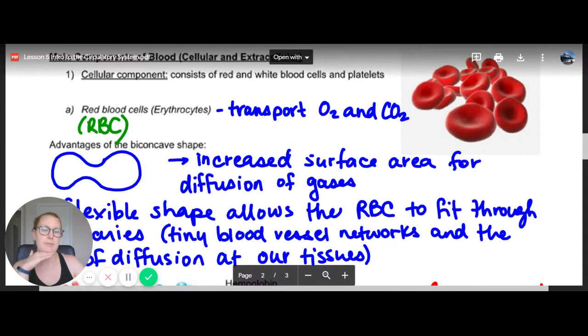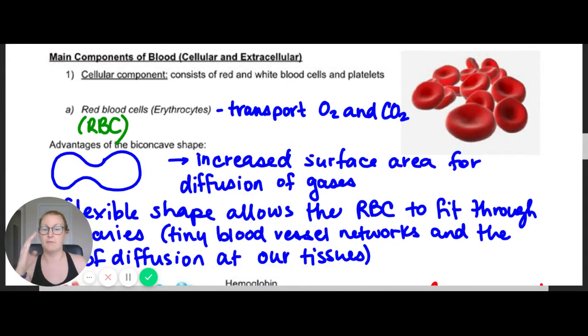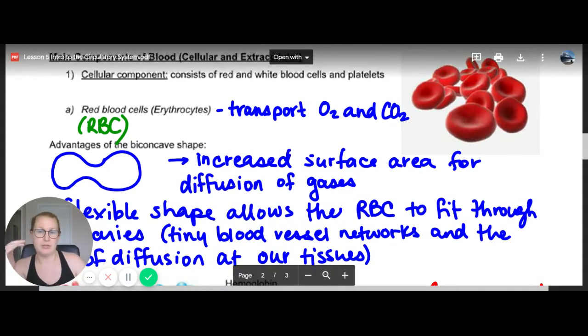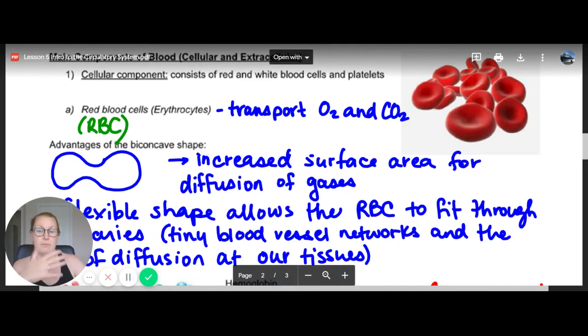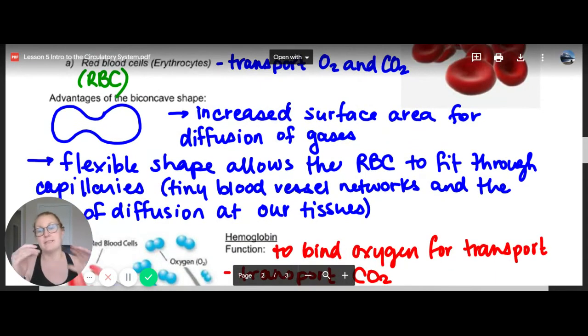And the purpose of this shape is that it has a very high surface area to volume ratio. We've talked about before. Surface area means there's more locations for diffusion to occur. And so in this case, having a really high surface area blood cell is going to allow more diffusion, more efficient diffusion. This also has a very flexible shape. It can bend. In the center part, it's very flexible. And this allows it to fit into really tiny blood vessels called capillaries, which is what we find all around the body at our tissues. So that flexibility is going to allow them to move through in a single file line in those tiny vessels.